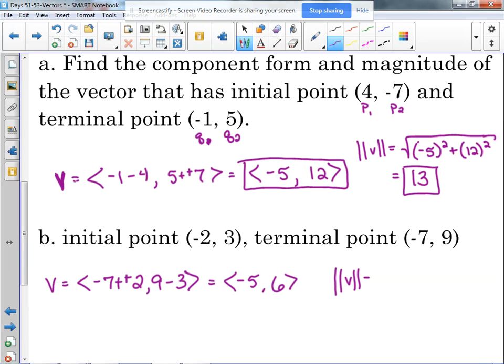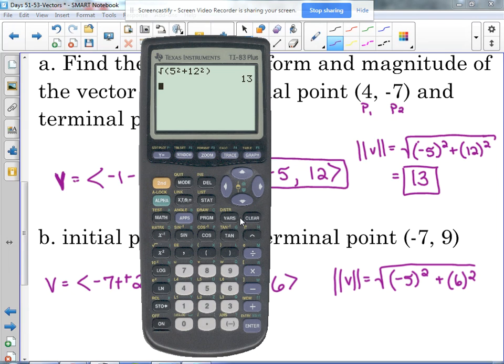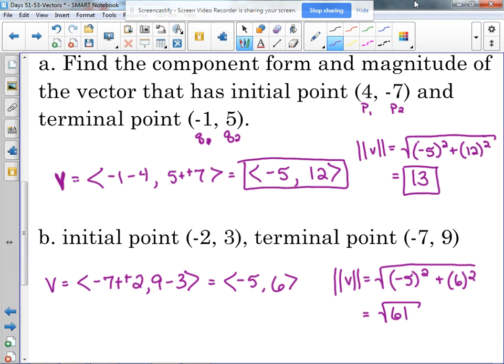Okay, so our magnitude here is the square root of -5 squared plus 6 squared. This time, I don't think we're going to end up with a perfect square. So I'm going to leave the square root off to begin with. Yeah, 61 is not a perfect square. And I don't believe it's divisible by any perfect squares. So we'll just leave it as the square root of 61.